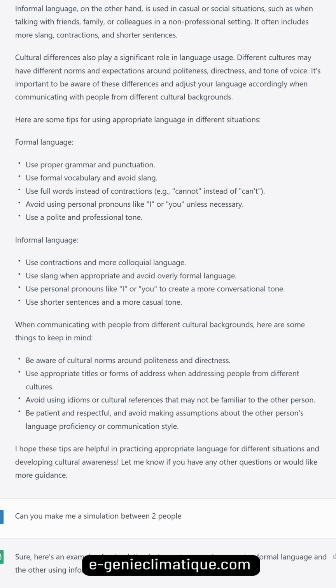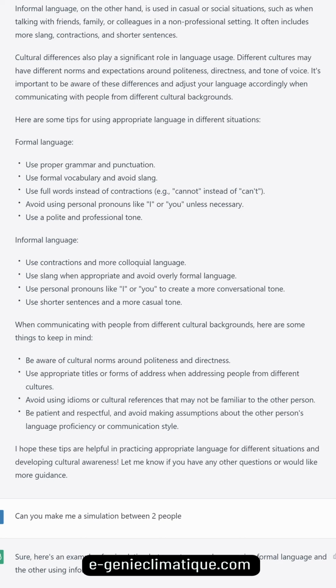When communicating with people from different cultural backgrounds, here are some things to keep in mind. Be aware of cultural norms around politeness and directness. Use appropriate titles or forms of address when addressing people from different cultures. Avoid using idioms or cultural references that may not be familiar to the other person. Be patient and respectful, and avoid making assumptions about the other person's language proficiency or communication style.